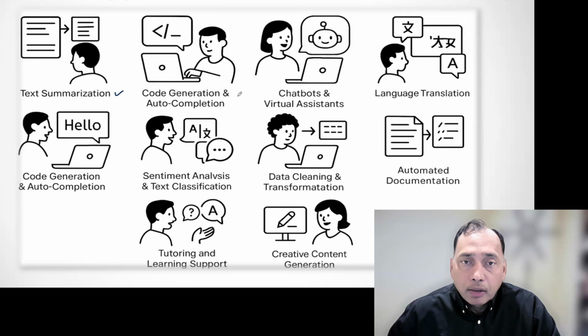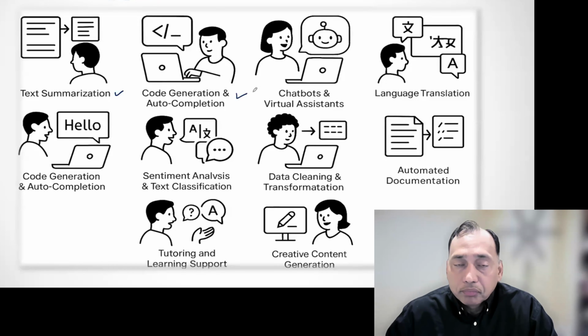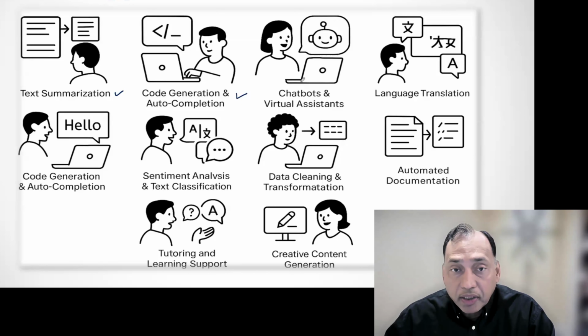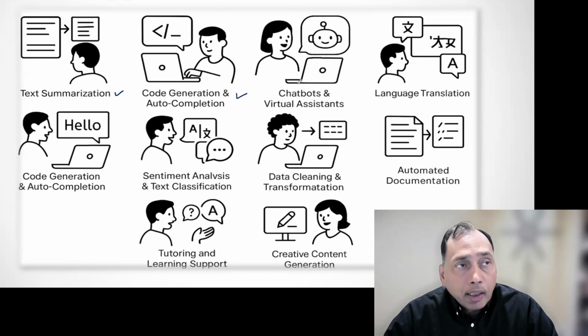They also help with code generation and auto completion. It doesn't matter which language you prefer, whether it is R, Python, or C. These models can help with code generation and auto completion. Many of the big tech companies also talk about how much of their code is being created by AI. Another application could be chatbots or virtual assistants, and language translation, almost real-time language translation.